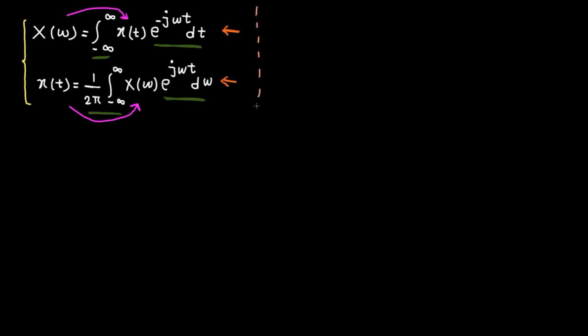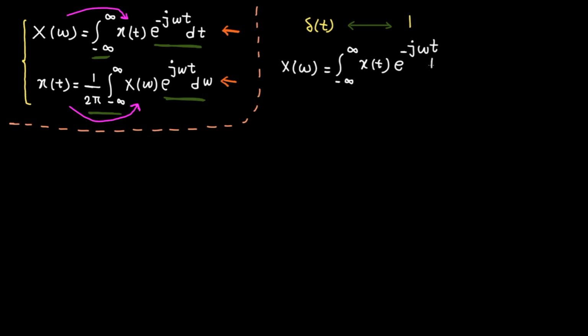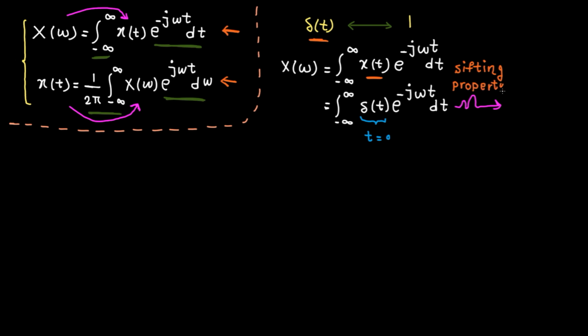To prove each pair in the table, you can use either this or this. Let's start with the first pair. If we have delta t in the time domain, the Fourier transform is 1. I'm gonna start with this integral. Let's replace x of t with delta function. This function is only non-zero at the origin. So based on the shifting property which I already covered in the elementary signals lecture, we just need to replace t by 0. Exponential to the power of 0 is 1. So X of omega is 1.